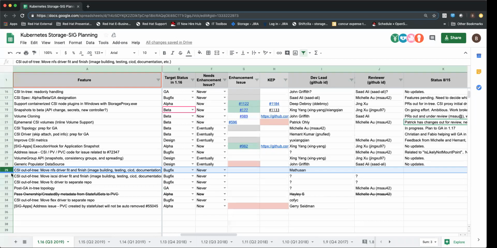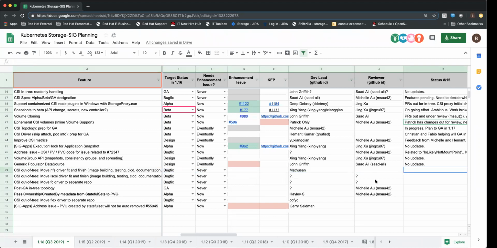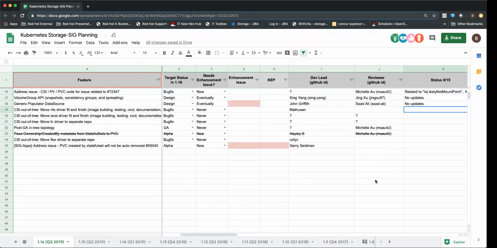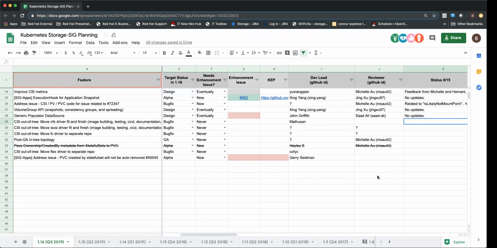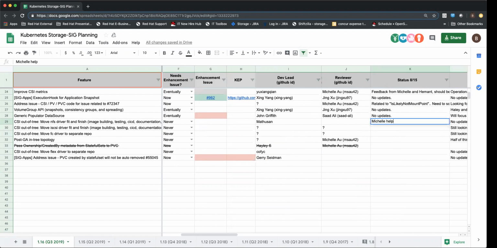Next one, we have CSI out of tree, move the NFS driver. So there's like finish stuff on this. I know Methusen had been working on this, but he's on PTO for some amount of time. Michelle, I saw you had a couple of PRs. We talked a little bit about this earlier. Yeah. I've been trying to help with this a little bit, but I don't have the capability to own the whole thing at this point.